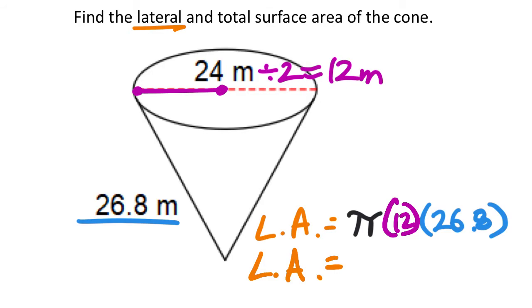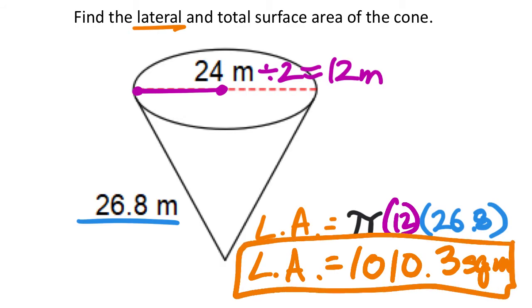Pi times 12 times 26.8, rather. And this one I will round to the nearest tenth because that's what the assignment wants. I kind of feel like I typed that in wrong, but I double checked and it looks good. So that's 1010.336, and again, I'm just rounding to the nearest tenth. So 1010.3, and again, we are looking at square meters on this one. So there's our first answer for lateral area.